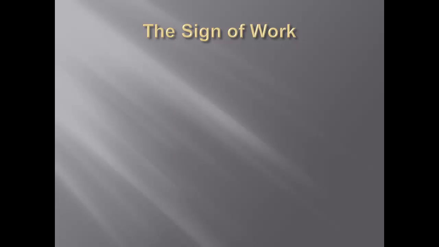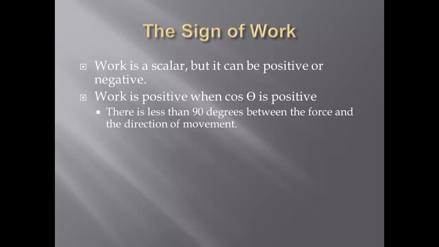The last topic is the sign of work. Now, work is a scalar. It's not a vector, it's a scalar. It only has a quantity. But, unlike most of the scalars we've had, it can be positive or it can be negative. Work is positive when cosine of theta is positive. That's going to be if there's less than 90 degrees between the force and the direction of movement. Or you could say if the force is kind of pushing in the same direction as the object is moving. So if you have a displacement vector, like you see here, and a force vector, as long as it's less than 90 degrees for that theta, that force is going to do positive work.